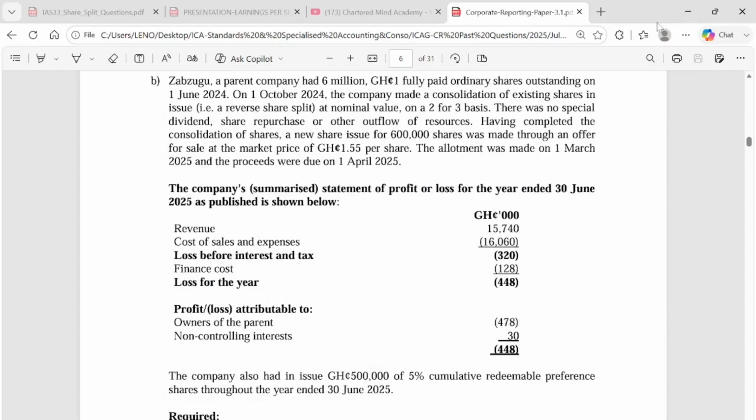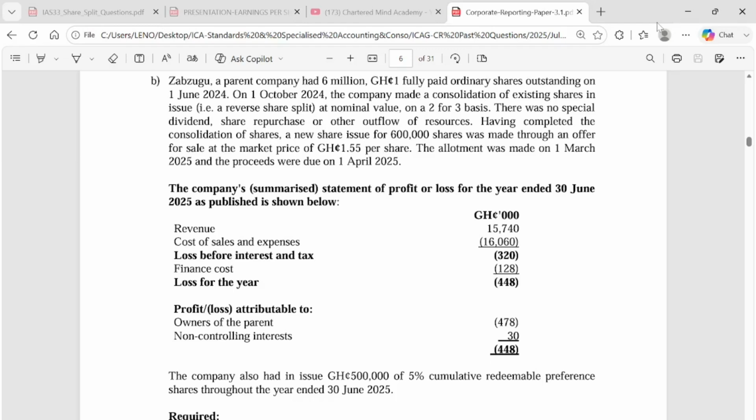Let us look at this question on the reversal of share splits. Zabzugu, a parent company, had 6 million and 1 cedi fully paid ordinary shares outstanding on 1st June 2024. On 1st October 2024, the company made a consolidation of existing shares in issue, a reverse share split at nominal value on a 2-for-3 basis. There was no special dividend, share repurchase, or outflow of resources.